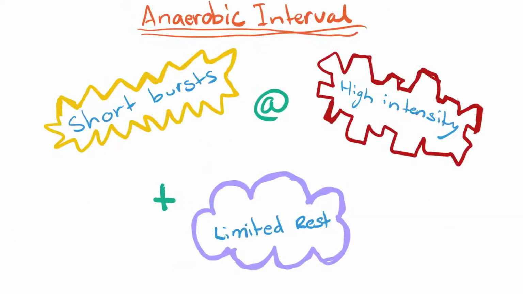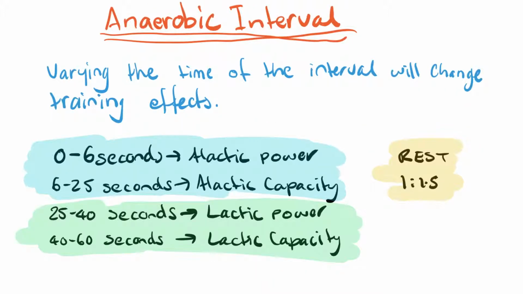So finally, we have a look at anaerobic interval training. Now, we've already had a little bit of a look at this in Core 2, so we're just going to touch quickly on it. Anaerobic interval training basically means short bursts of high intensity with a limited amount of rest. We're trying to train our ATP-PC and our lactic acid energy system here. When we look at the aspects of an anaerobic interval training program, it's important to vary the time of the interval, as this is going to change the training effects. So depending on what you want to train for will depend on how long that interval is.